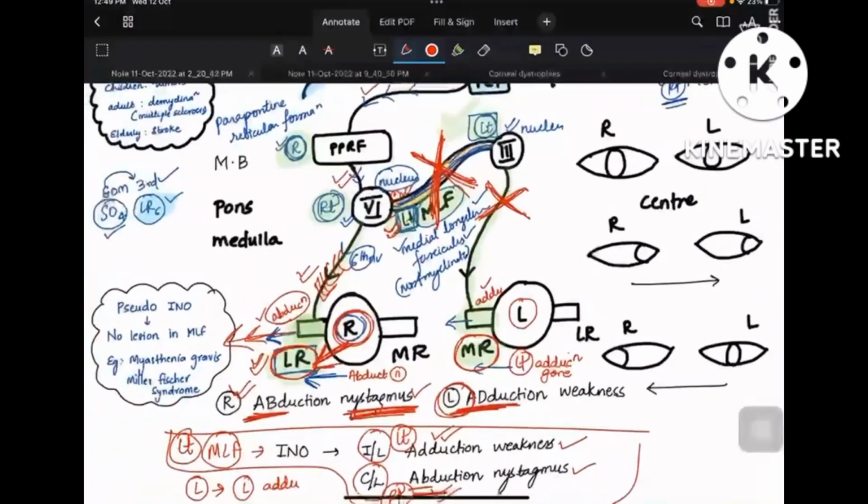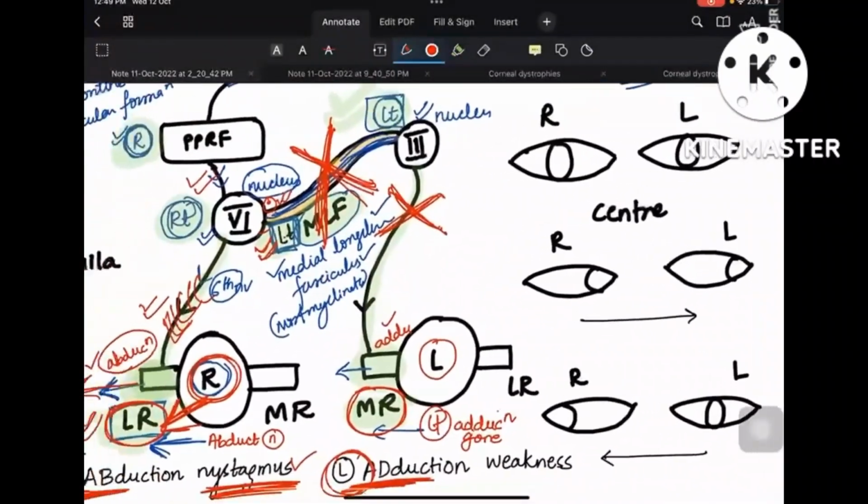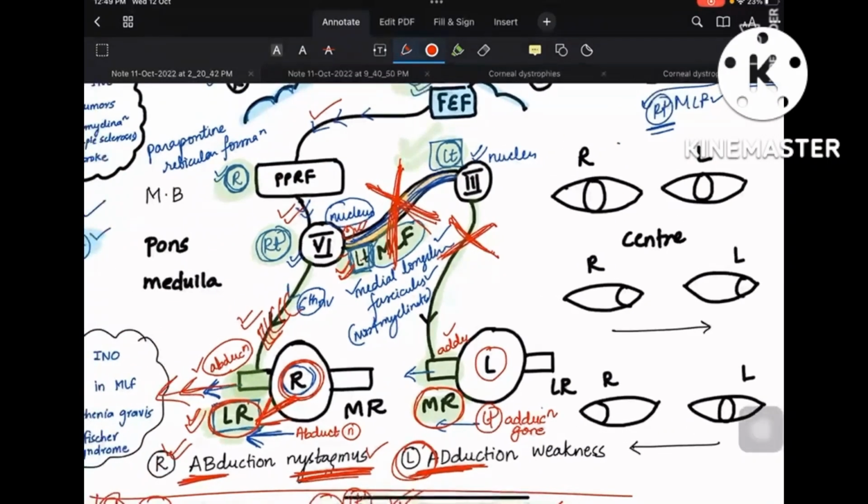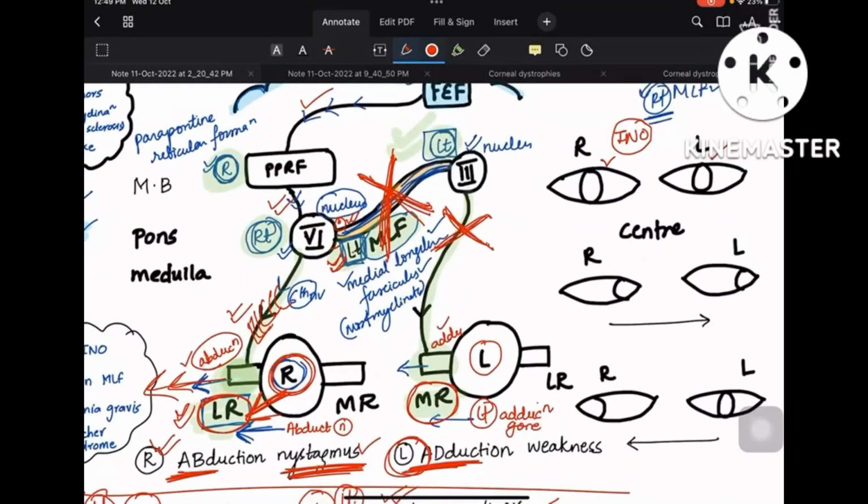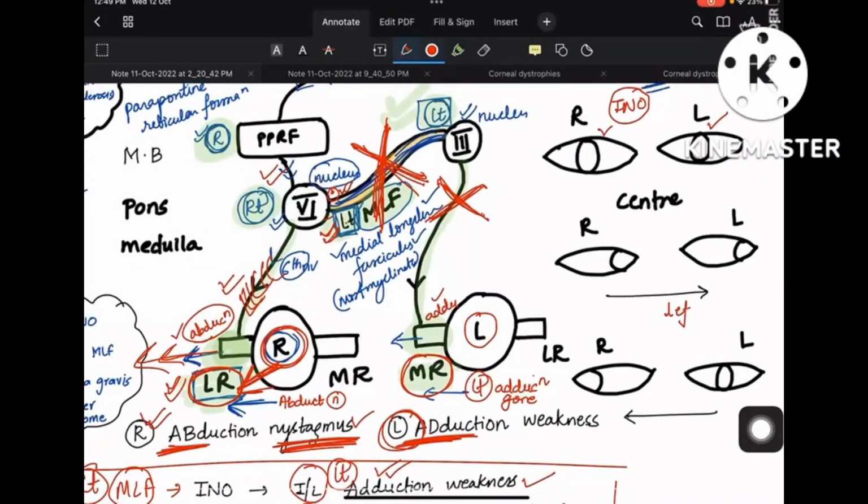Now let us look at the eye images. When a person is suffering from INO, like when the MLF lesion is seen, and you ask the person to look straight in the center, the eyeballs are in the normal position, both right and left. When you ask the person to look towards the left side, he looks normally, like left-sided lateral rectus is good and right-sided medial rectus is also functioning, right? So left LR is okay and right MR is okay.